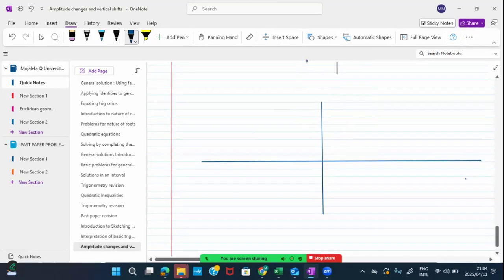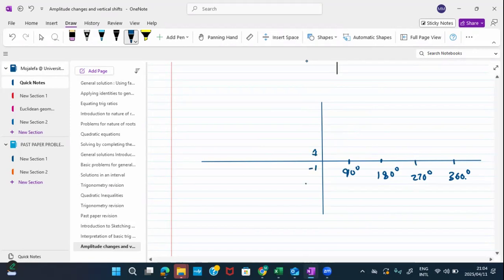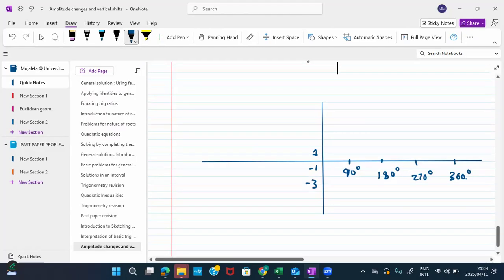There it is, I guess. Then you have 0 and 90, let's say 180, 270, 360. Then you must have a 1, a -1 and a -3. Then now let's start.